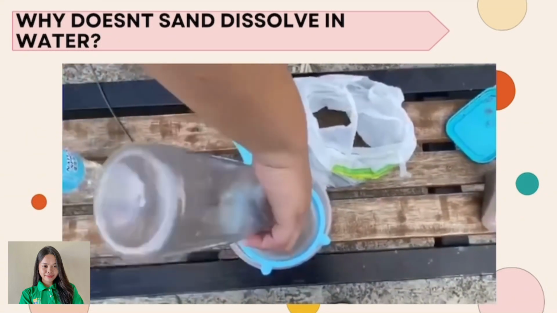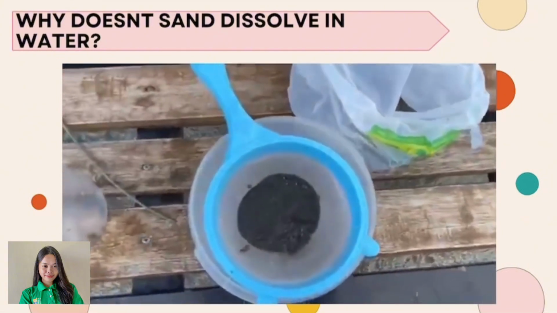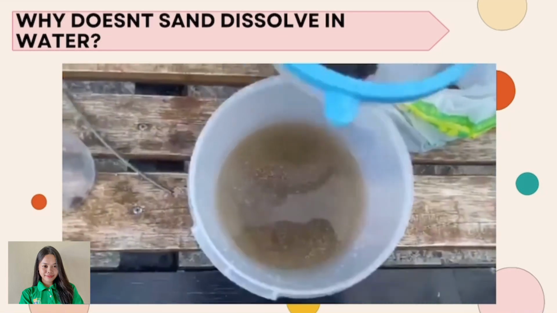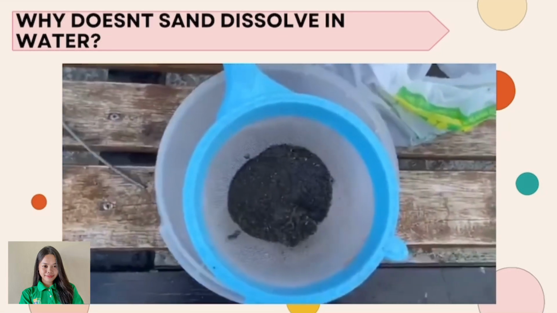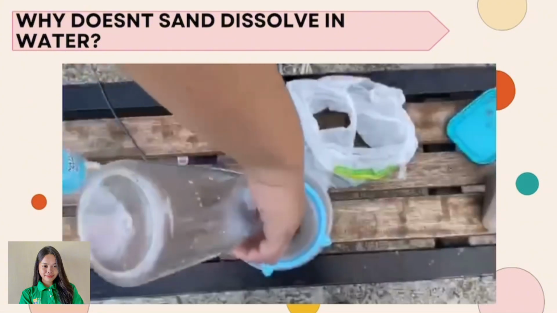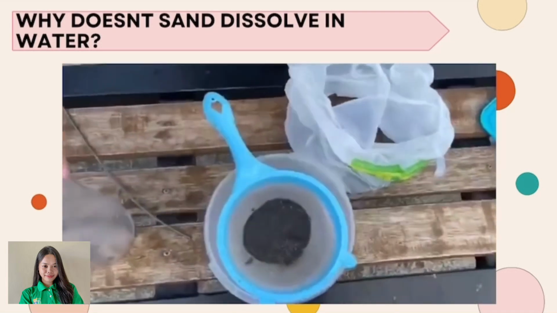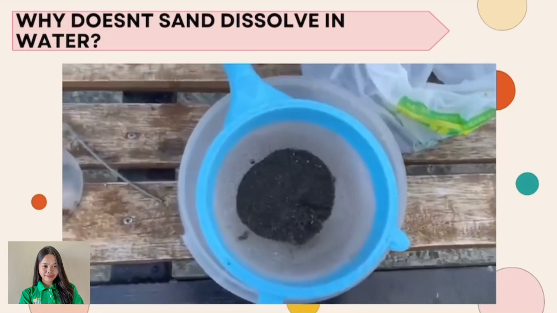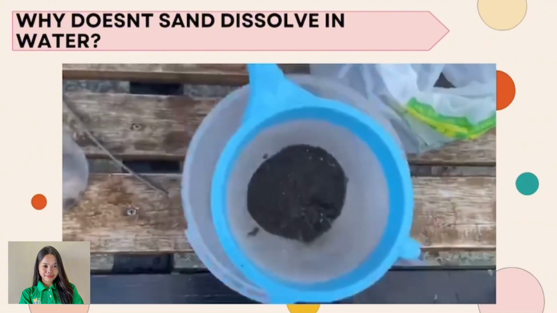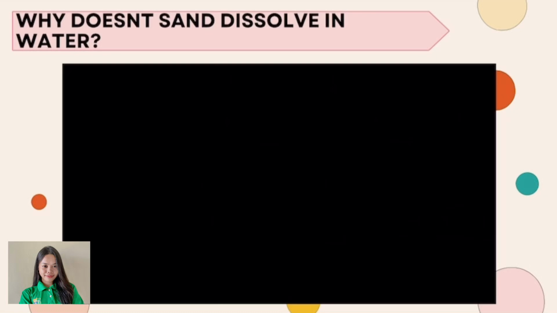This experiment shows that sand doesn't dissolve in water because the particles are too large to interact with the water molecules in the same way as smaller particles like sugar or salt. Sand is a solid that is insoluble in water, which is why it forms a mixture rather than a solution. The water and sand form a heterogeneous mixture where the sand is suspended in the water and can be easily separated by physical means such as filtration or decanting.